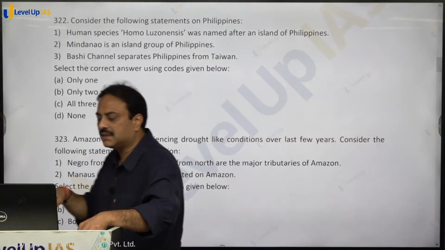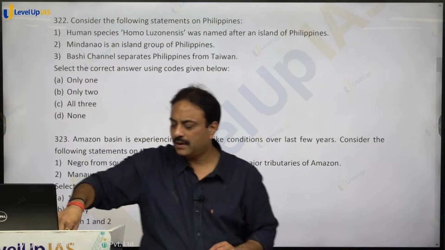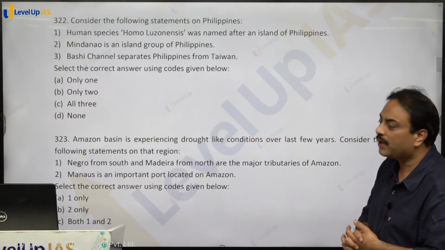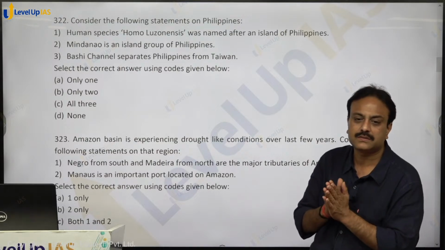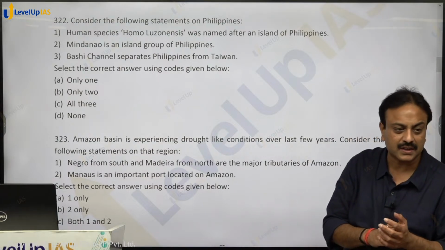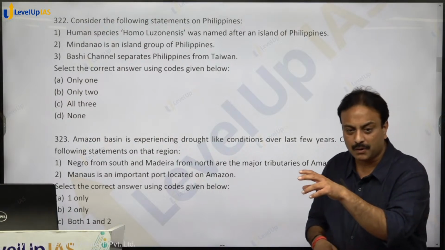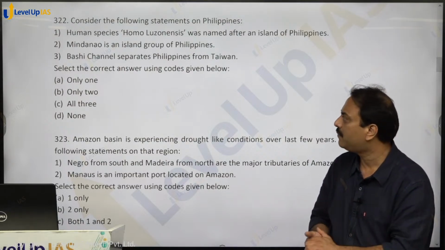Consider the following statements on Philippines. Come to the section on Philippines. Sulawesi is that only, not different. Consider the following statements on Philippines. Human species Homo luzonensis was named after an island of Philippines. नई human species discover हुई थी, it was 3 or 4 years back. It was Homo luzonensis. The traces were discovered from a cave in Luzon Island of Philippines, and so it was given the name Luzonensis. So Homo luzonensis named after an island of Philippines, correct.